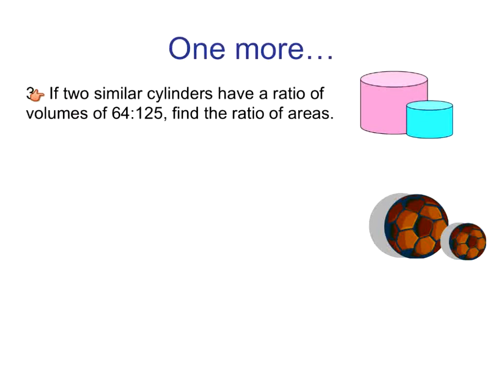Says if 2 similar cylinders have a ratio of volumes of 64 to 125, find the ratio of their areas. Whenever we're given these problems, what letters are we going to write? S, A, V. Which one did they give us this time? They gave us the volume. So where's that fraction going to go? Above the V. So let me pause. Any questions about how I did that?